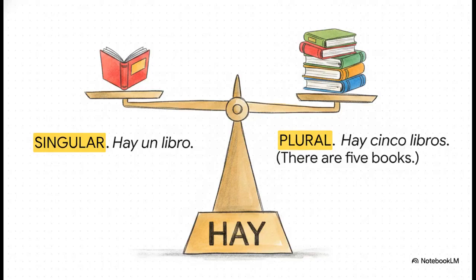Check this out. In English, we have to switch our verb from is to are, right? There is a book, but there are five books. In Spanish, nope. It's hay un libro and hay cinco libros. See that? Hay just stays the same. Honestly, this is such a great shortcut once it clicks.